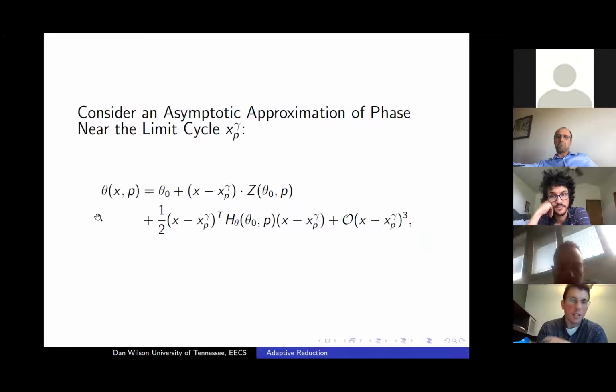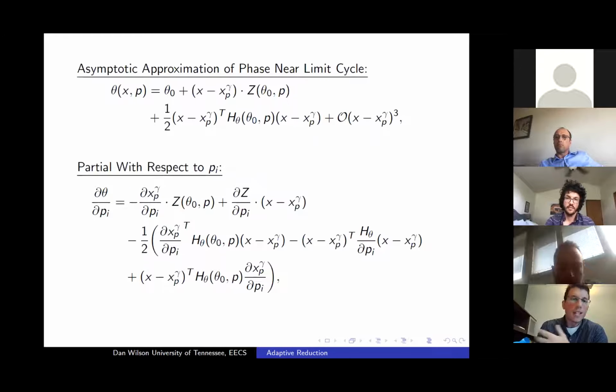So we take a look at the phase coordinate near the periodic orbit first. We do an asymptotic expansion up to second order accuracy. We have some nominal phase here. Here's the gradient of the phase, which is also the phase response curve, multiplied by the deviation between the state and the nominal periodic orbit itself. We have some second order terms. Here's the Hessian, and then we truncate finally after third order.